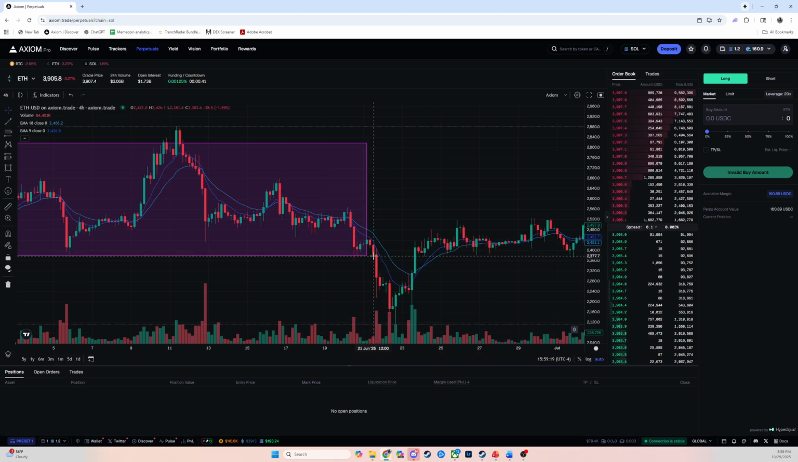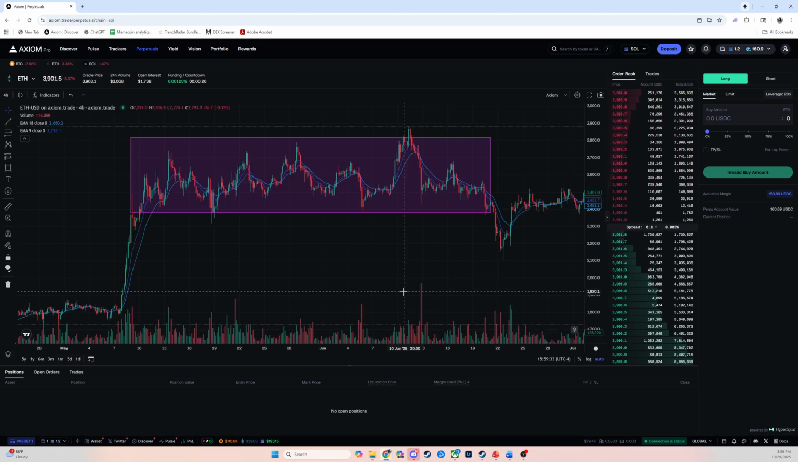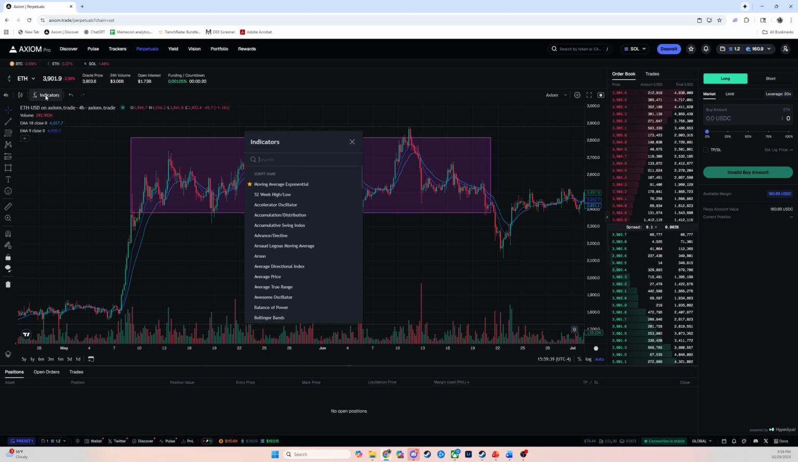You see this candle right here for the 4-hour time frame, and the next red candle breaking below here. That's when you'd ideally want to take your short position. Another indicator I spoke about was the exponential moving average.